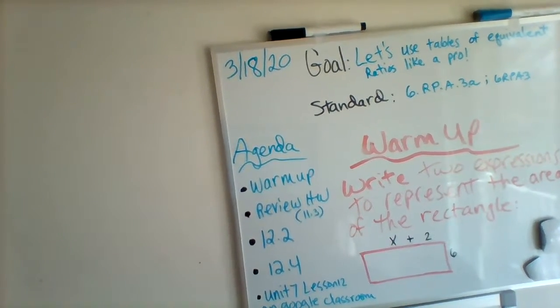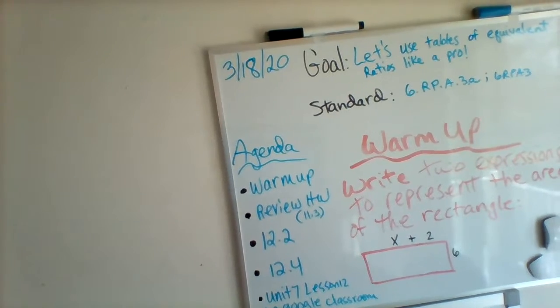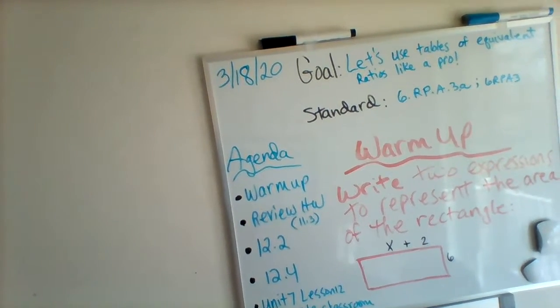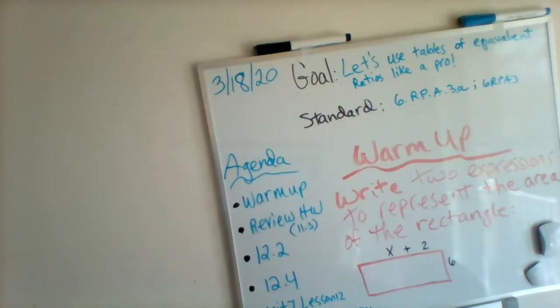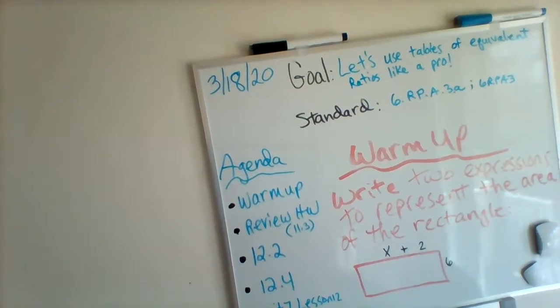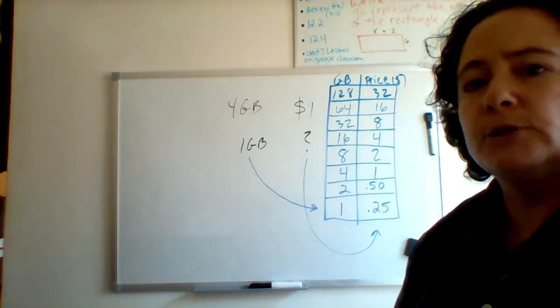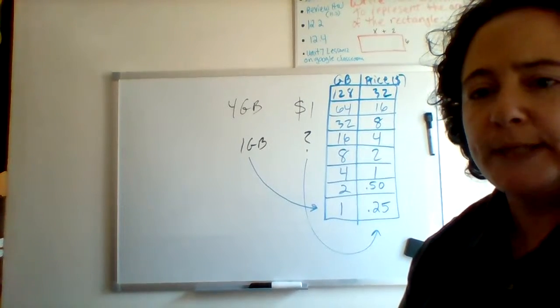Lesson 11, activity 3. Go to that page. That was the homework that we went over. Lesson 12, activity 2, lesson 12, activity 4. And then on Google Classroom is lesson 12's exit ticket. I hope that answers your question.